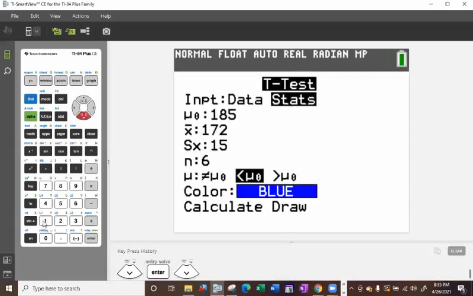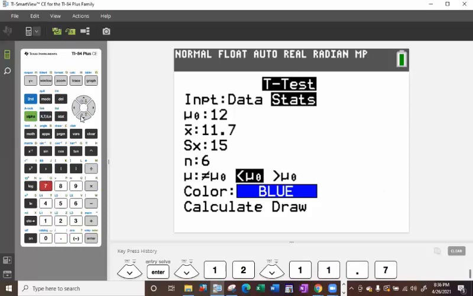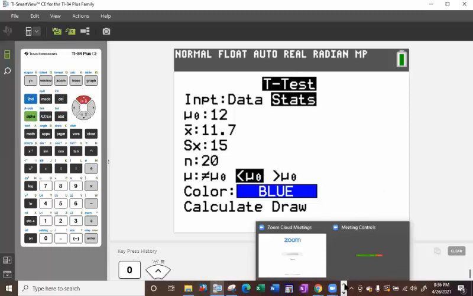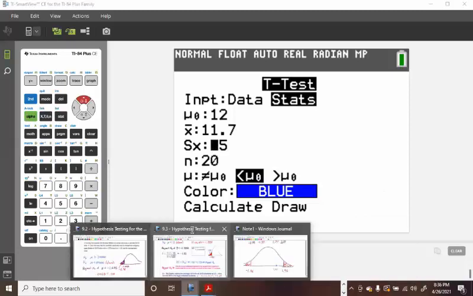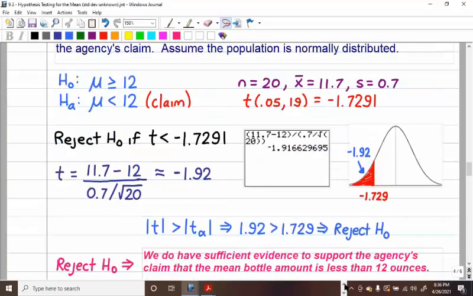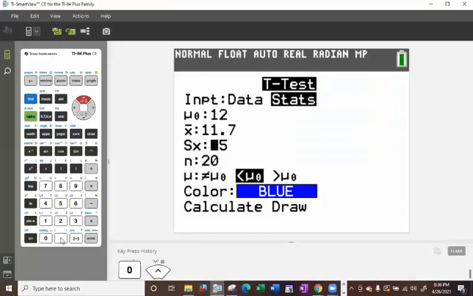Okay, no, that's 12. This was 11.7. And it's 20, and I'm going to go back and get the standard deviation. I don't think I even looked at it there before. .7. All right. Left tail test. It's already sitting there at left tailed, so that's good. Calculate.